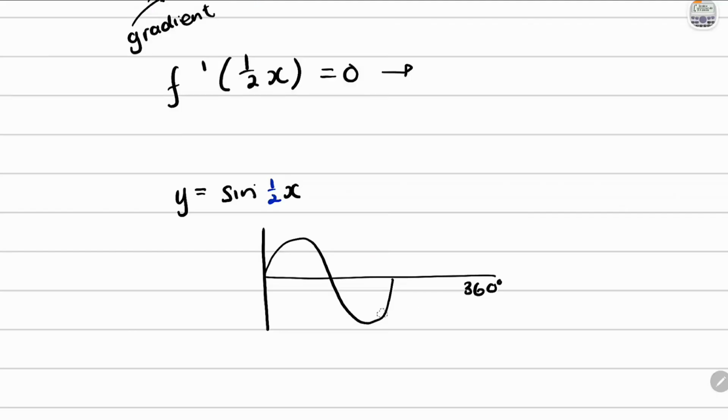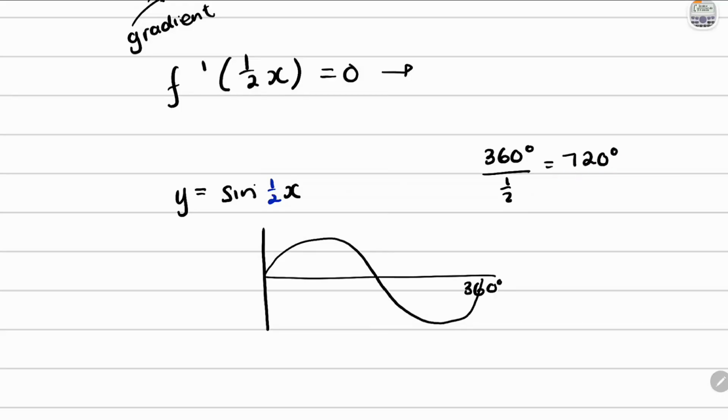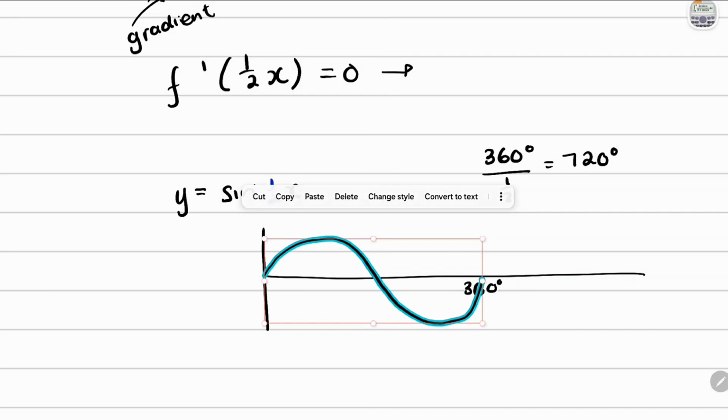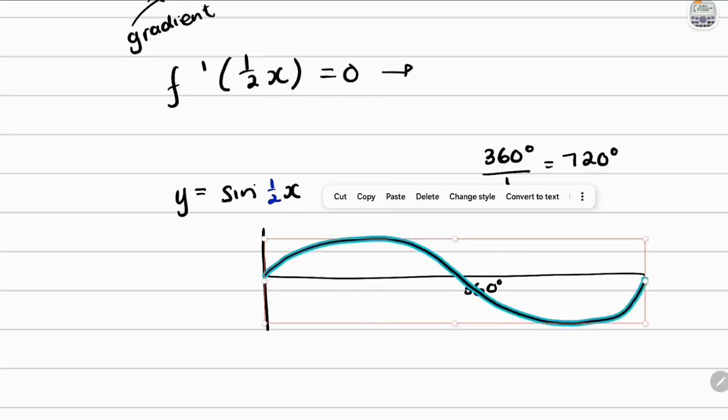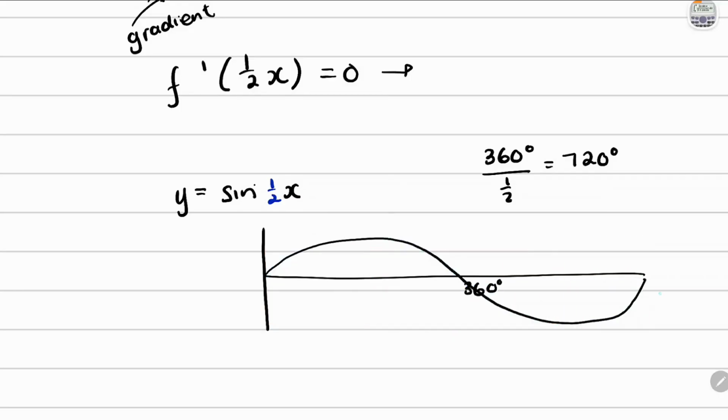We know that the normal sine graph completes a cycle in 360 degrees. What's going to happen with this one? Well, you can say 360 degrees divided by a half. What does that give you? It gives you 720 degrees. So this is going to take much longer to complete a cycle. Instead of completing it in 360 degrees, it's going to take double that amount of degrees to actually complete. So this graph is actually going to get much wider like that.